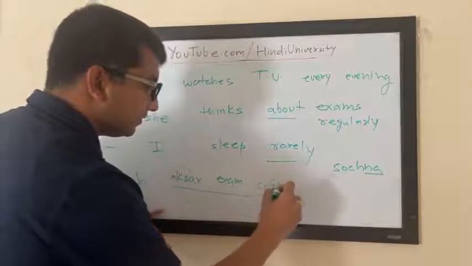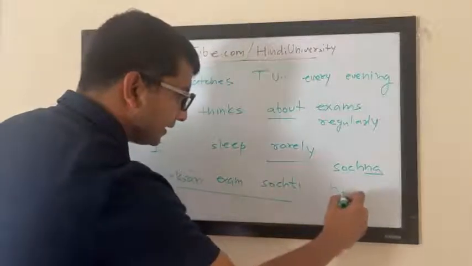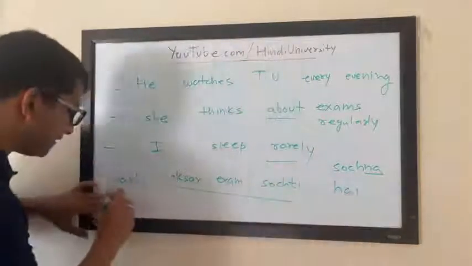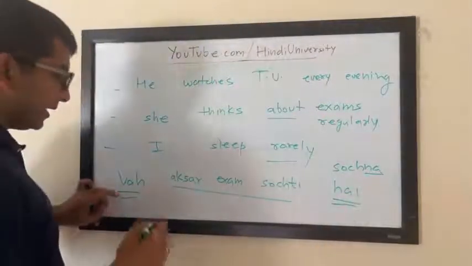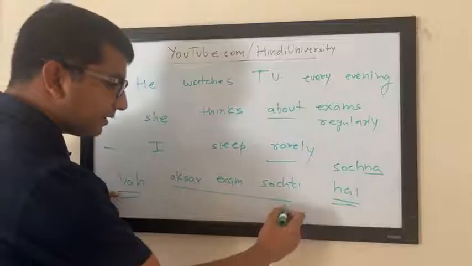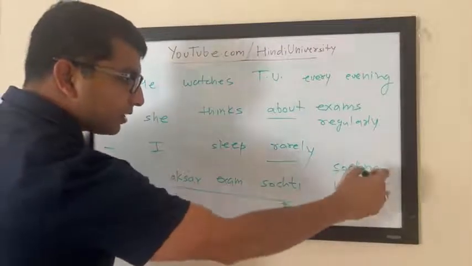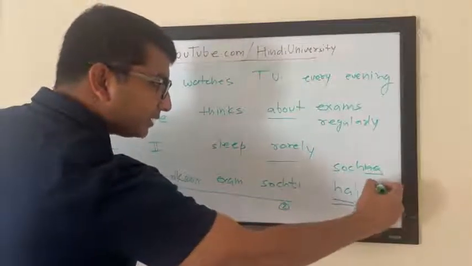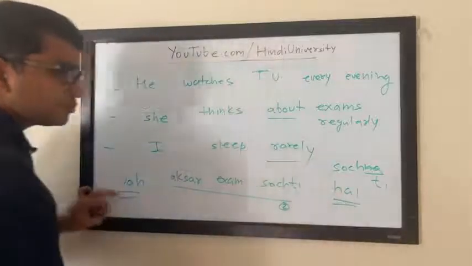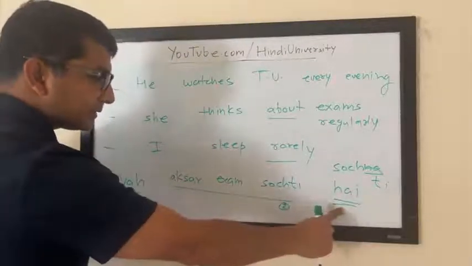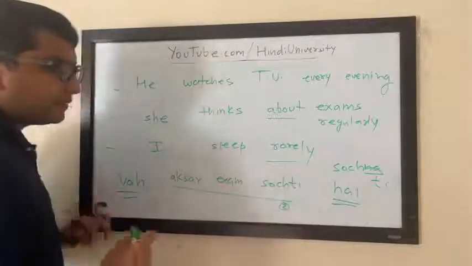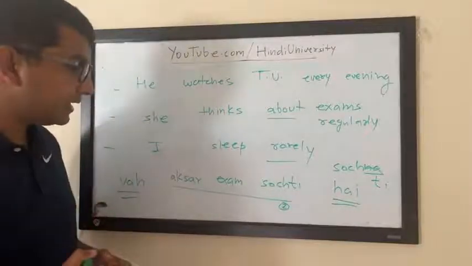Vah sochti hai. Very good. So you start with this template: vah, and then hai. Then you start with the second one. Because the verb is sochna, you remove the na, and for a female you say sochti. So, vah sochti hai. She thinks. Okay? And the question could be, vah kya sochti hai?